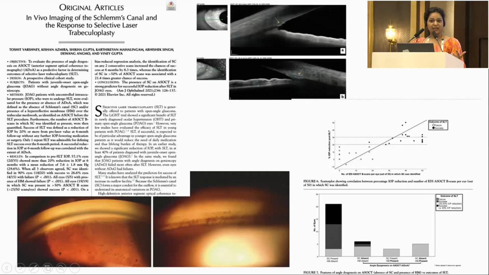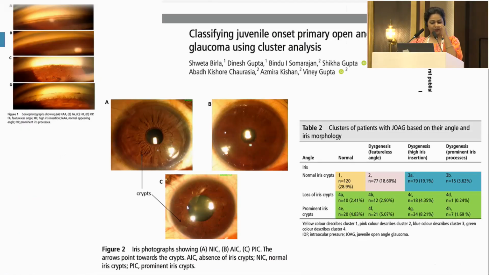So with the use of AI, of course, this will be the future where we can look at the angle, we can phenotype them, and can decide which patient to take for which surgery. Similarly, this was a case series where we actually did the cluster. This is Dr. Vinay's work, where he took gonio photographs and classified the angle into various types. Also, the crypt morphology was characterized into 3 different types, and this is how the patients were clustered based on the presence of iris crypts and the angle, and based on this, prognostication can be developed.